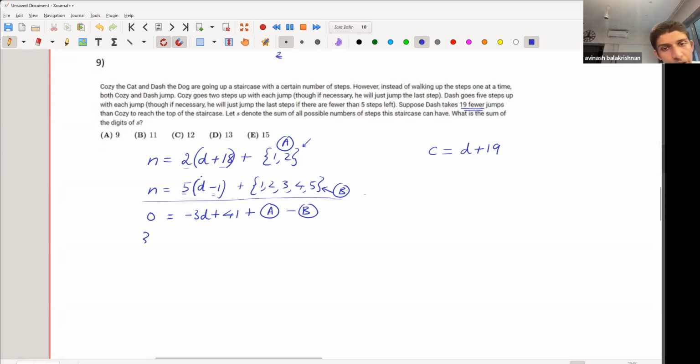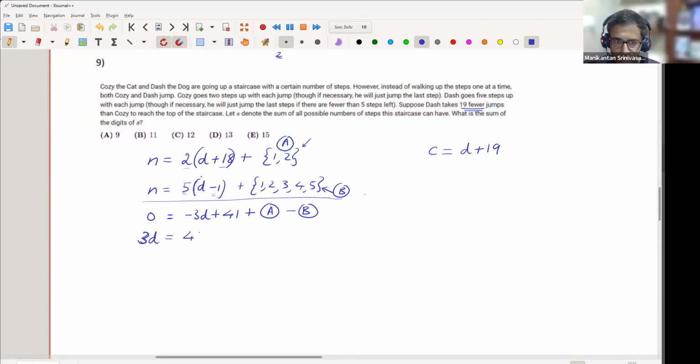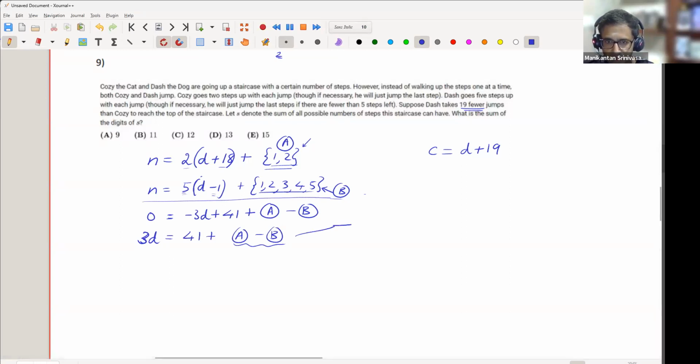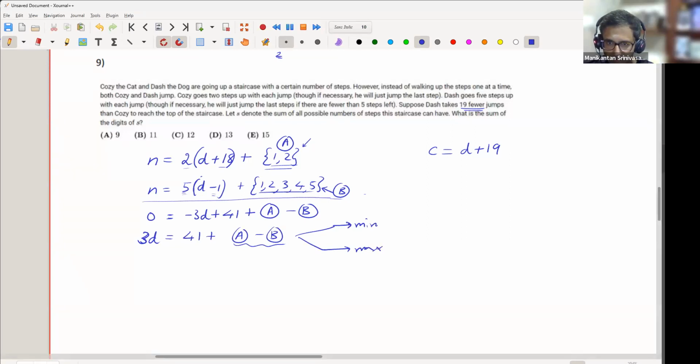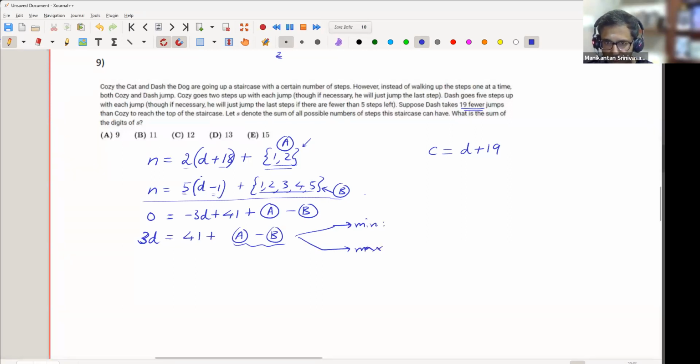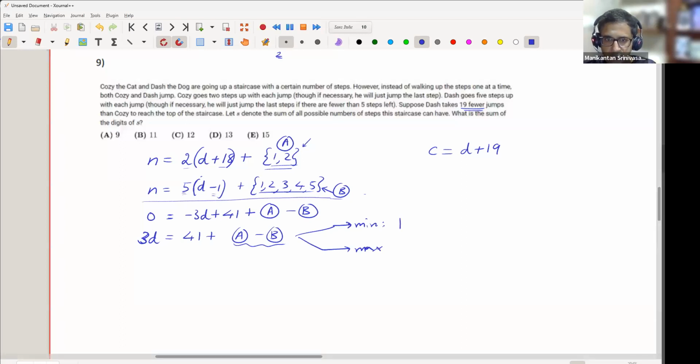Yes, sir. So you can just substitute numbers from it and get D, correct. So 3D is 41 plus A minus B. Okay. Now what is A? A is 1, 2, and B is 1, 2, 3, 4, 5. So let's see what this quantity A minus B can be. So A minus B is minimum when A is the smallest and B is the largest. So A is the smallest, 1, and B is the largest, which is 5. So that's minus 4.